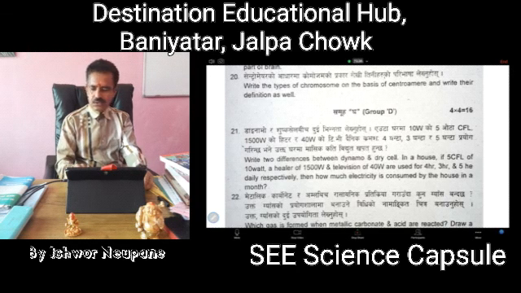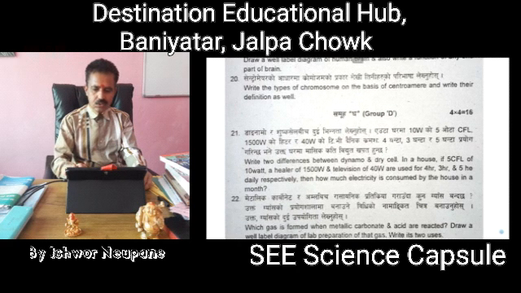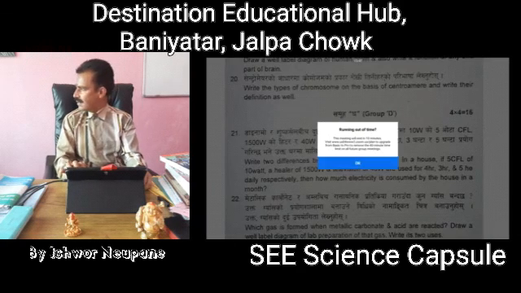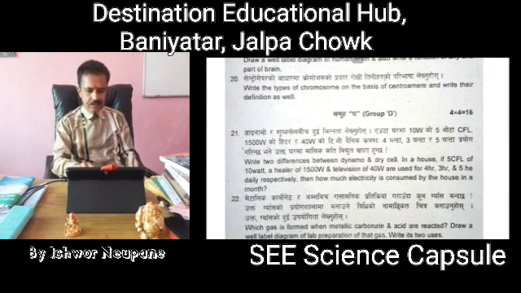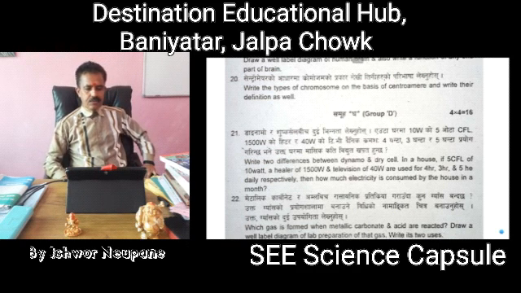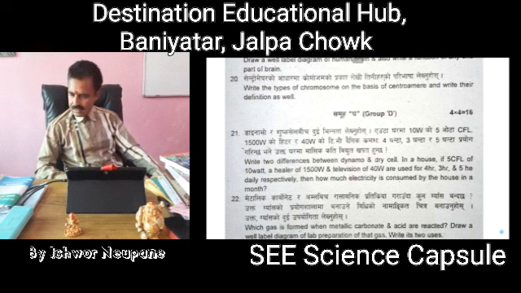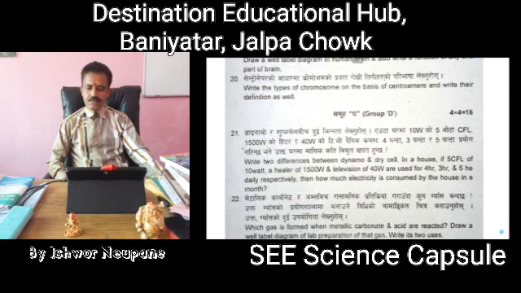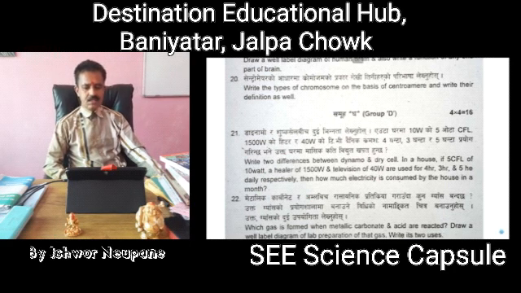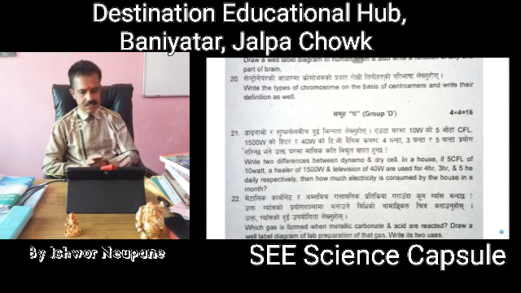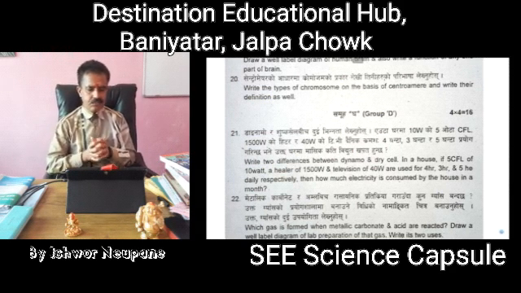Now question number 21. Now we are discussing group D. This question is from electricity and magnetism. What does the question say? Write two differences between dynamo and dry cell. In a house, if 5 CFL of 10 watt, a heater of 1500 watt and television of 40 watt are used for 4 hours, 3 hours and 5 hours daily respectively, then how much electricity is consumed by the house in a month? This question is of 4 marks.